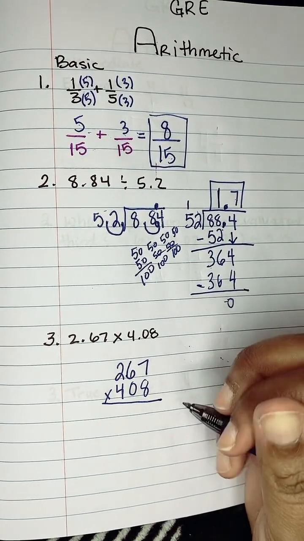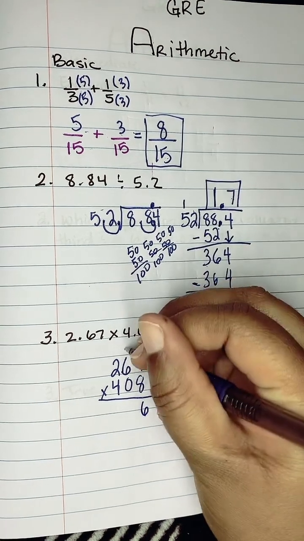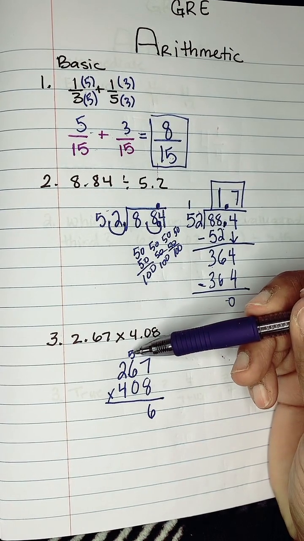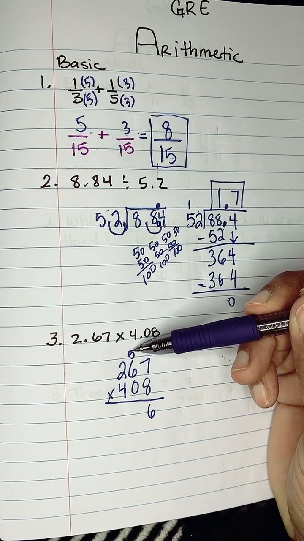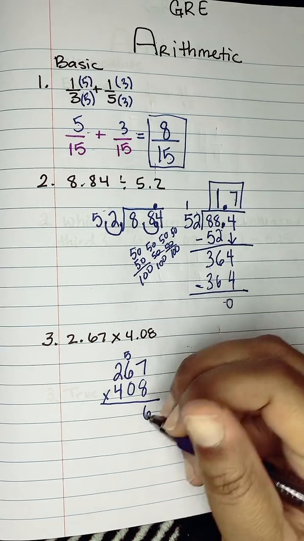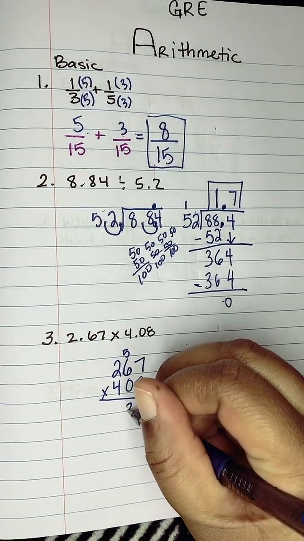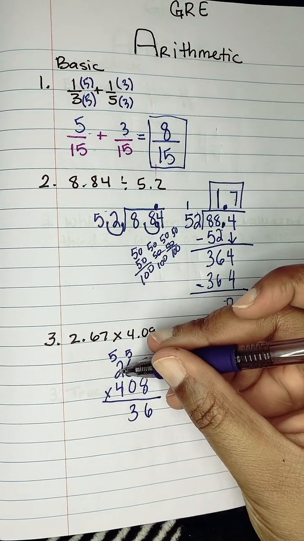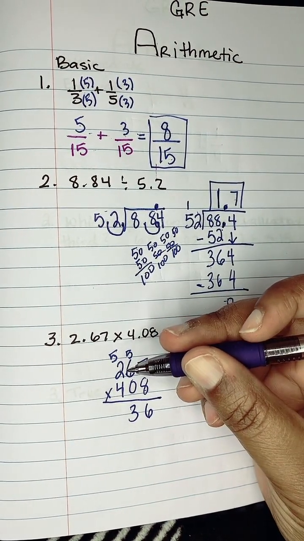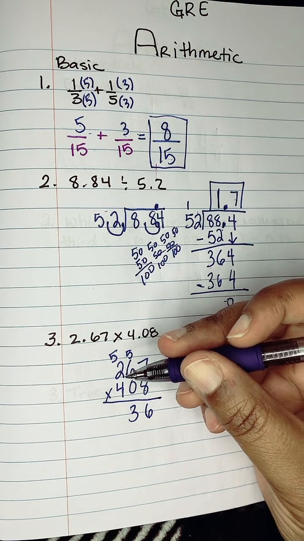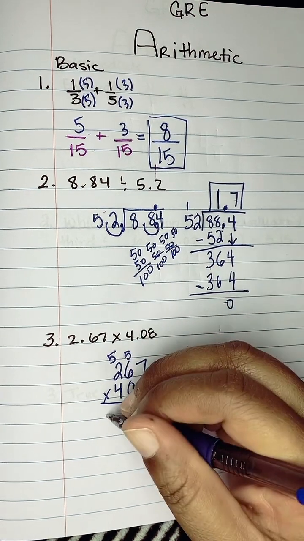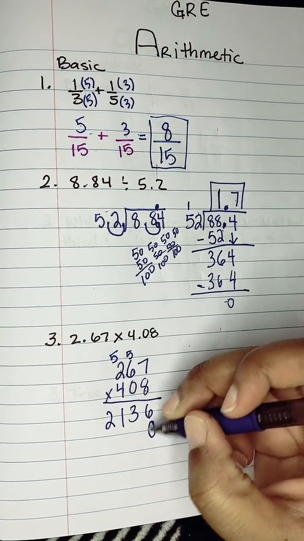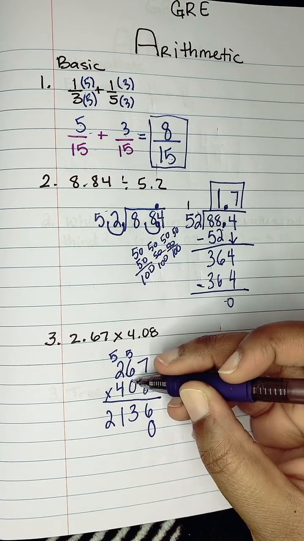So 8 times 7 is 56, I believe. And then 8 times 6 is 48, plus 5, it'll be 53. And then 8 times 2 is 16, plus 5 gives us 16 plus 4 is 20 plus 1 is 21. Okay, carry the 0. Put your placeholder because now we're moving over to the 10 spot.